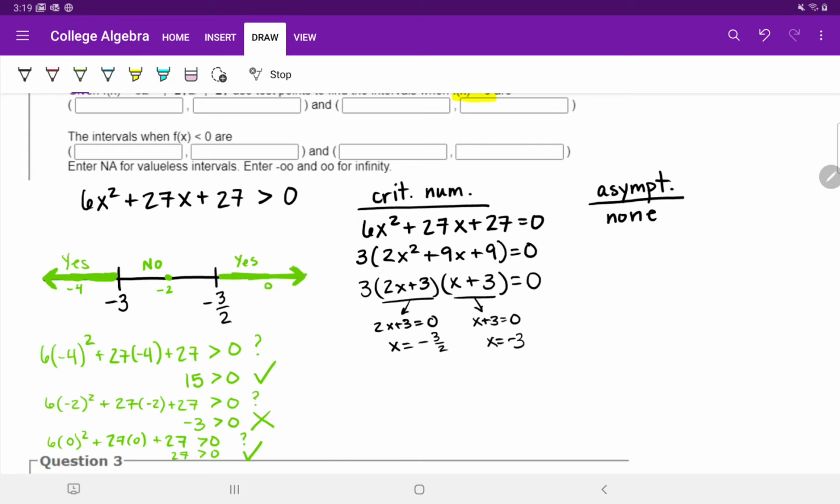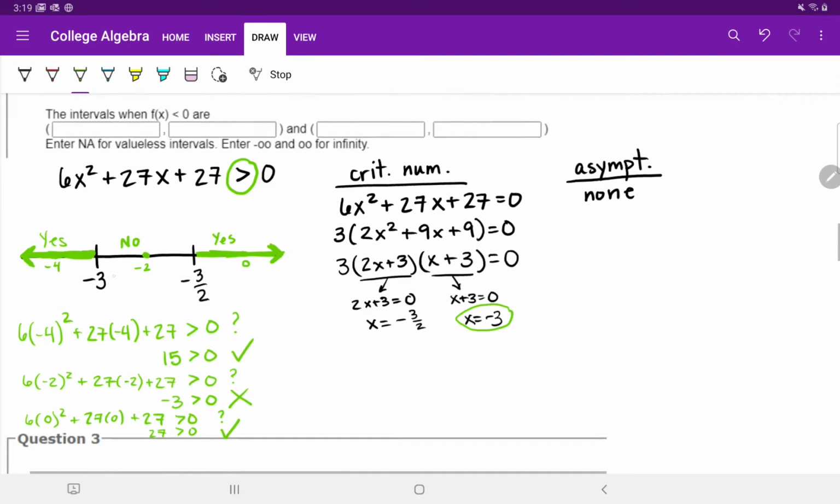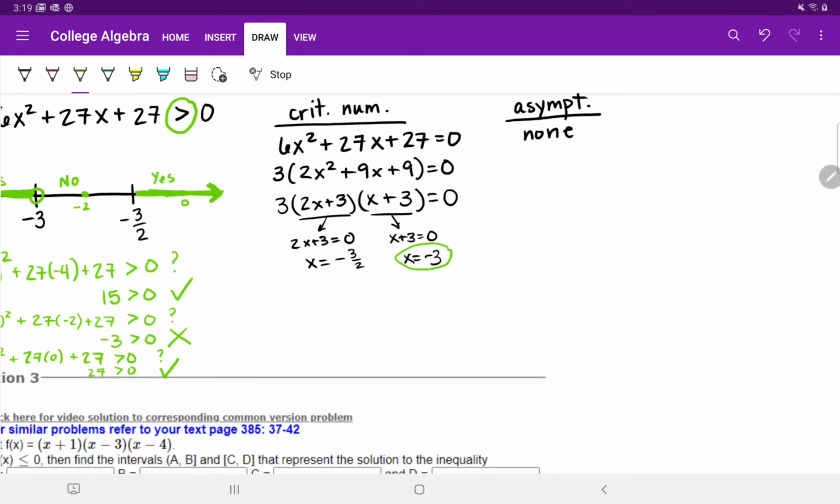Now let's talk about our boundary points, these negative 3 and negative 3 halves points. Are these part of our answer? Well, negative 3 is a place where our function is equal to 0, but that's not what we want. We want places where our function is strictly greater than 0. So this is not part of our solution.